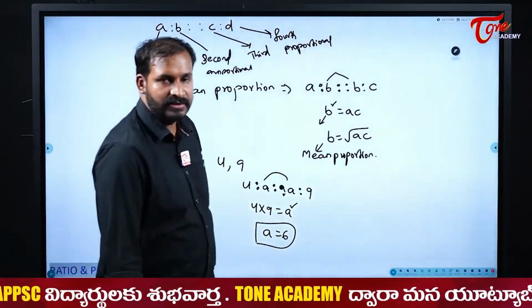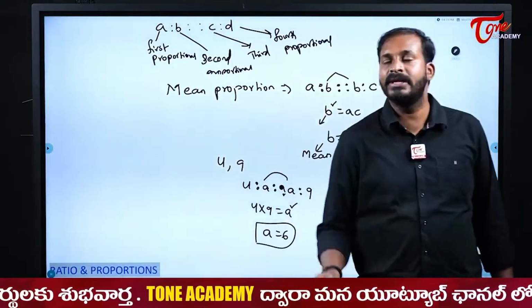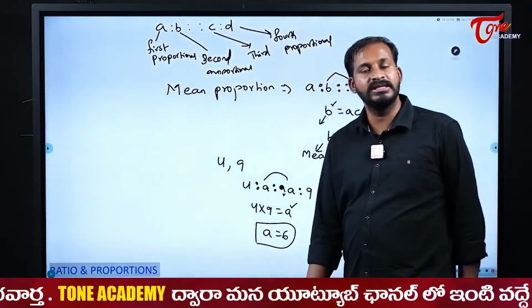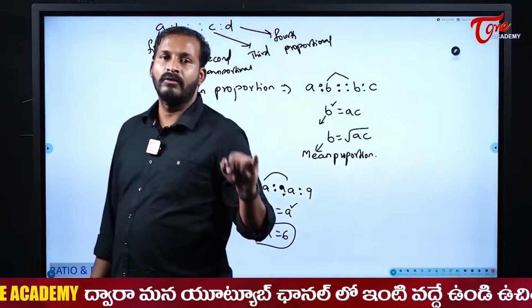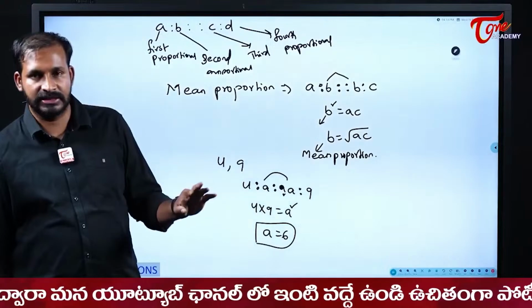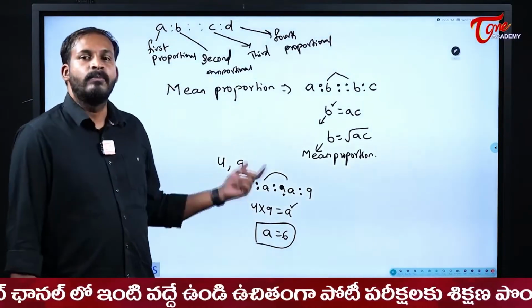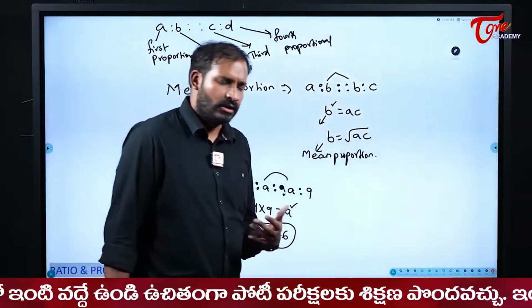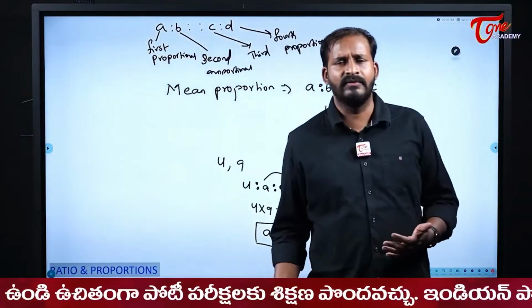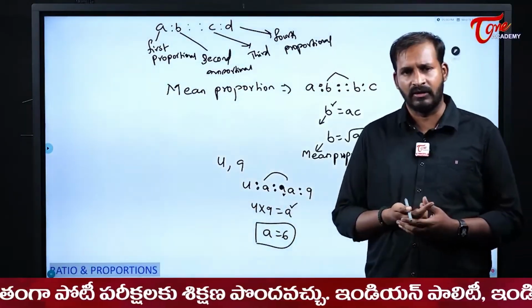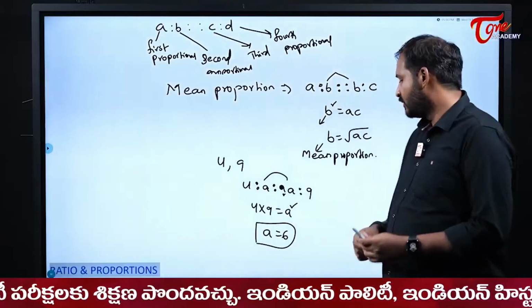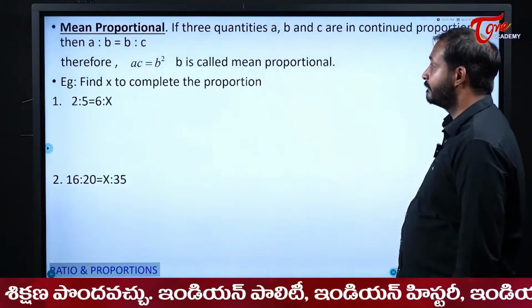So the mean proportion is nothing but the middle terms will be equal. In that case we call them mean proportion. So now understood first proportion, second proportion, third proportion, fourth proportion and mean proportion, right? So these are the proportional based questions. Not only this, we will have some other cases where we will use these proportional relations. Okay, understood? Now we will move to the next one.